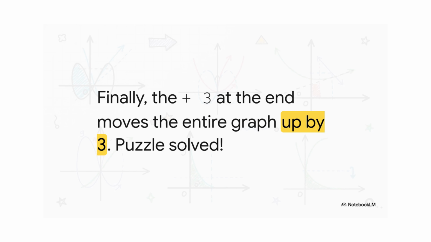That plus 3 just hanging out at the end. That's an outside change, so it's a simple vertical move. We take our upside down U shape and we just lift the whole thing straight up by 3. And look at that, it's the exact picture of our equation. Puzzle solved, and we didn't have to plot a single point.